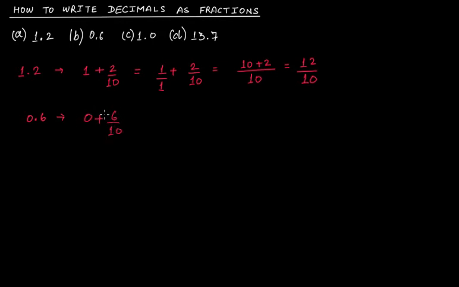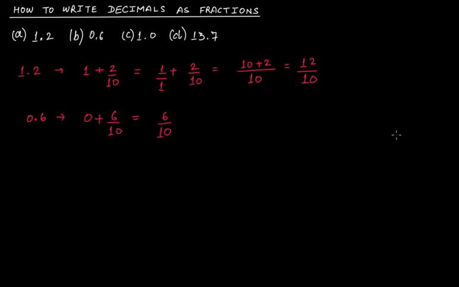0 tells you that you don't have one entire thing. Yes, you have something greater than 0, but you don't have an entire thing. And the 6/10 tells you that at the tenths place you have 6, and you have 6/10 part of something. This can be written as simply 6 over 10.